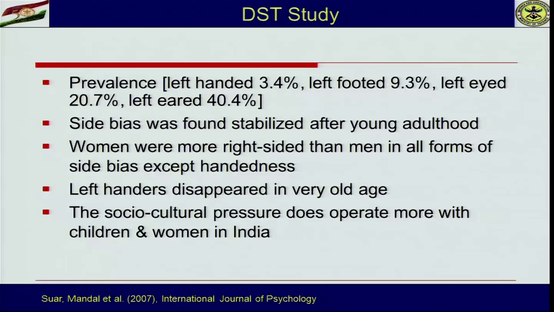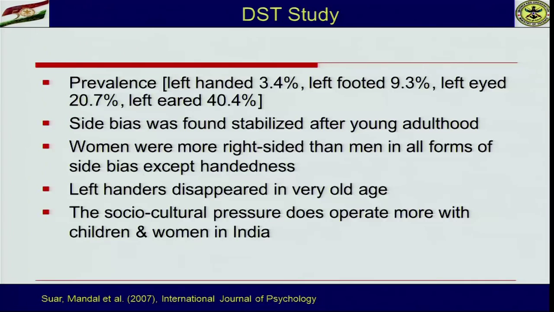In one of our studies sponsored by the Department of Science and Technology, we have found that in India we have left handed about 3.4%, while world statistics suggest it is close to 9 to 10%. This is primarily because there are social sanctions against left hand use. Mostly we in India take food with the right hand, do not use fork or spoons. Therefore, the left hand is always considered to be dirty. In many ritual activities we use the right hand only.